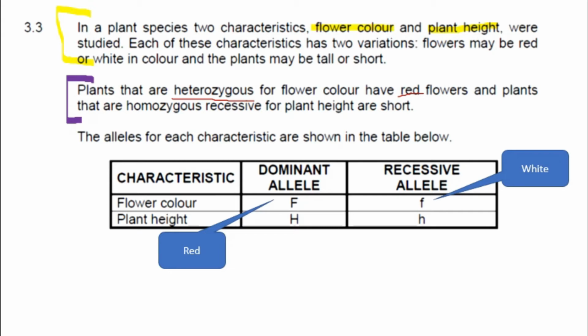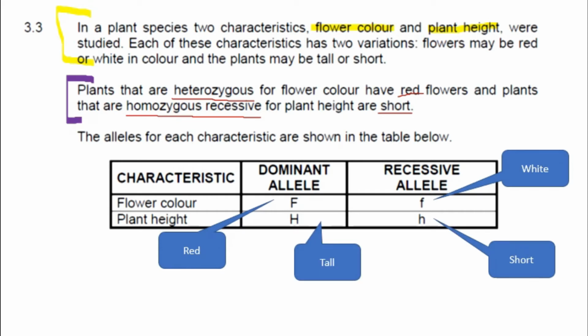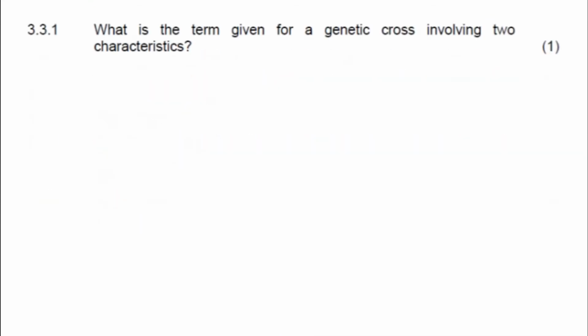Then if we have a look at the height of the plants, if they say we've got them as homozygous recessive, which means two small letters, okay, then the plant is short. That means that the recessive allele is short and the dominant allele will then be tall. Right, so let's get to the questions.